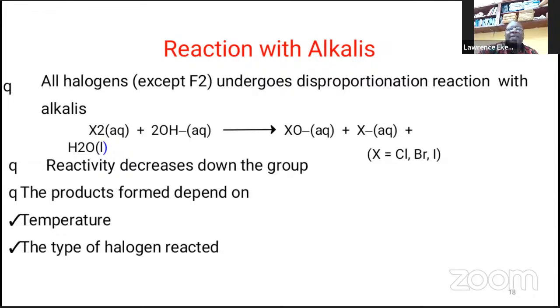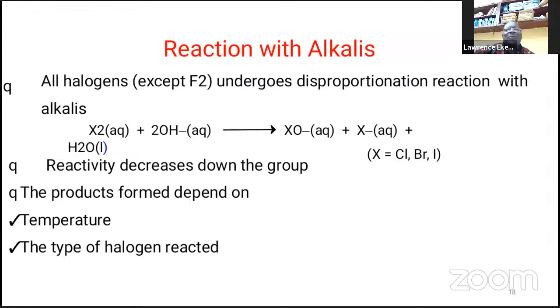So they can exhibit an oxidation state of -1 in one of the reactions, and +1 in the other reaction. So the reactivity, like we have explained before, decreases down the group: their reactions with the non-metals, with the alkalis, with hydrogen, with water, all the reactions decrease down the group.